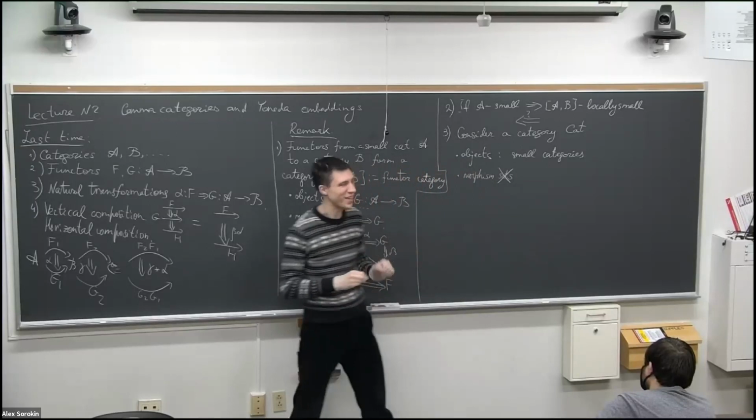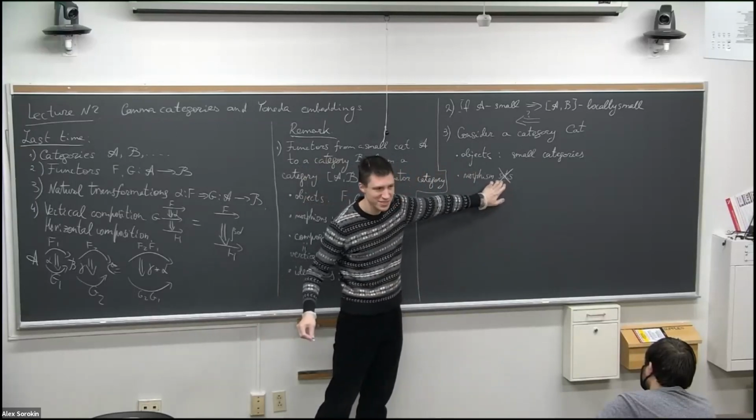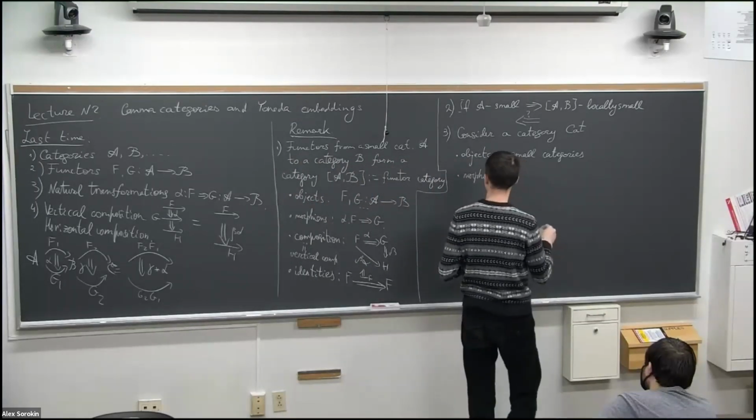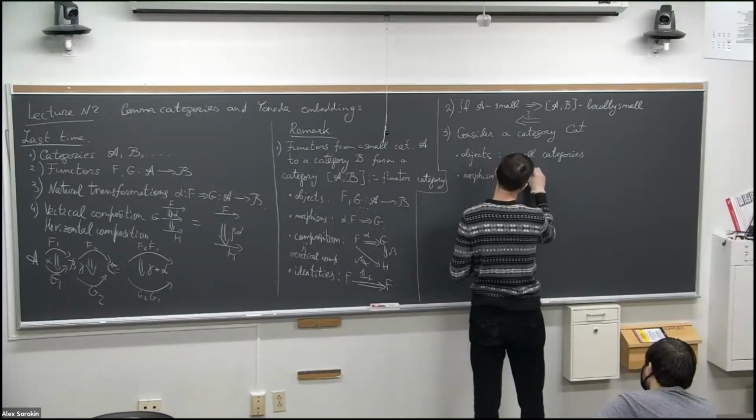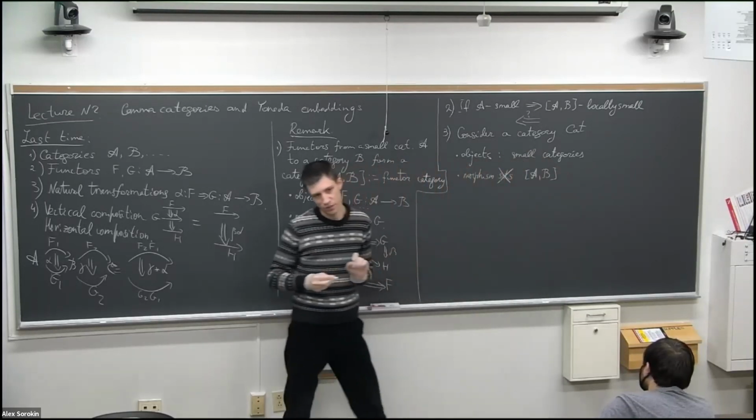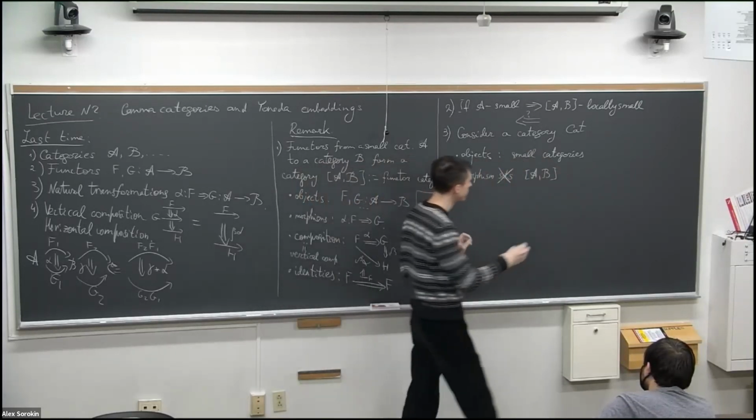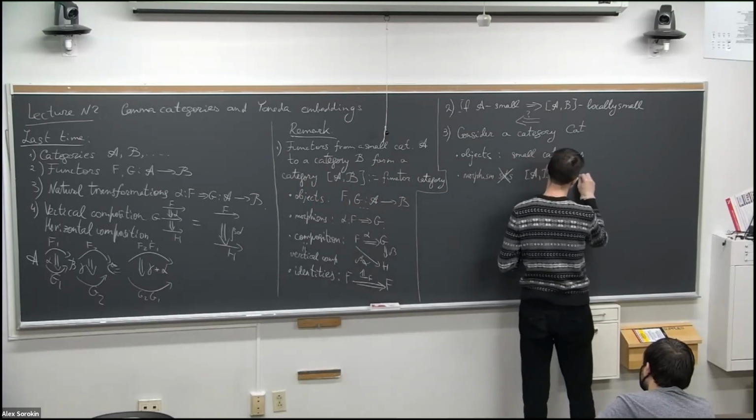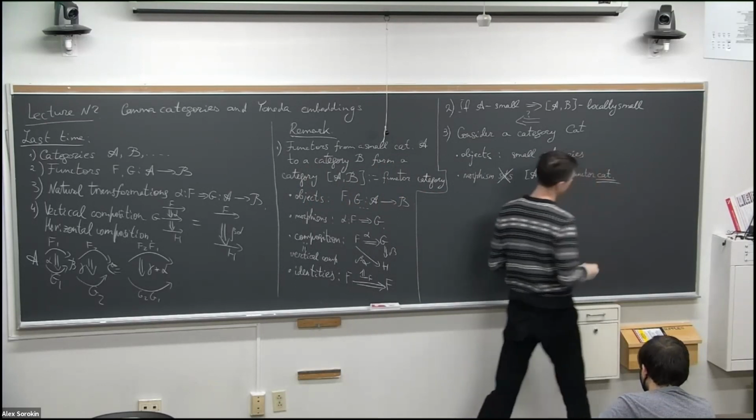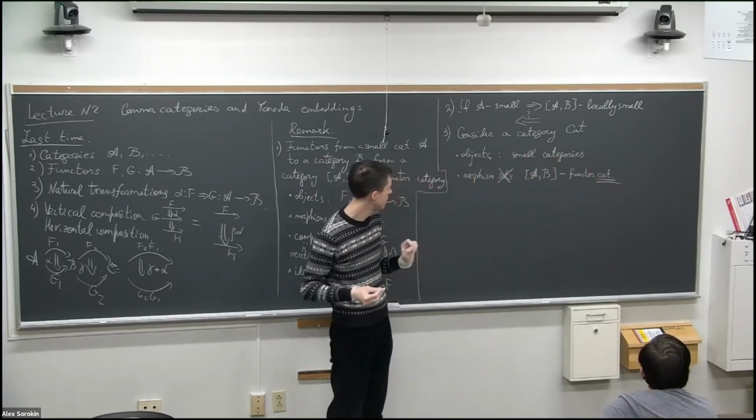Morphism sets, crossing out the word sets. We are crossing it out. They are functor categories from A to B. The main word here is categories. Composition.